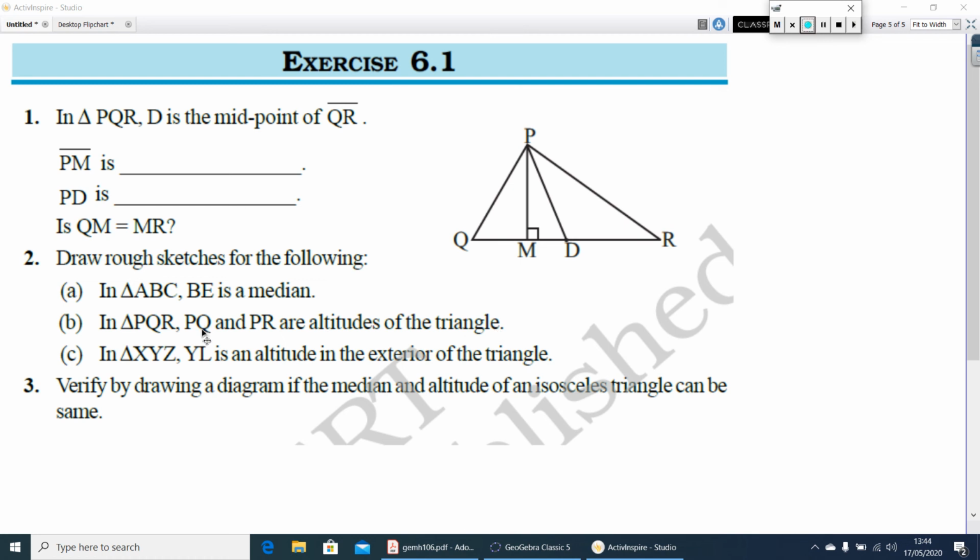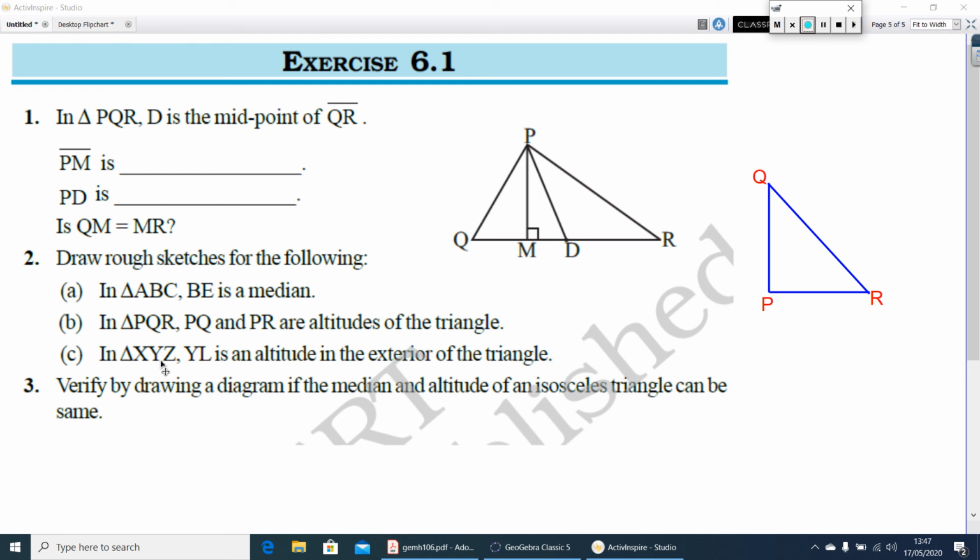PQ and PR being altitudes means PQ should be perpendicular to PR and PR also should be perpendicular to PQ. So you can draw a triangle in such a way. Here PQ is an altitude, PR is also an altitude. Both are perpendicular to each other.